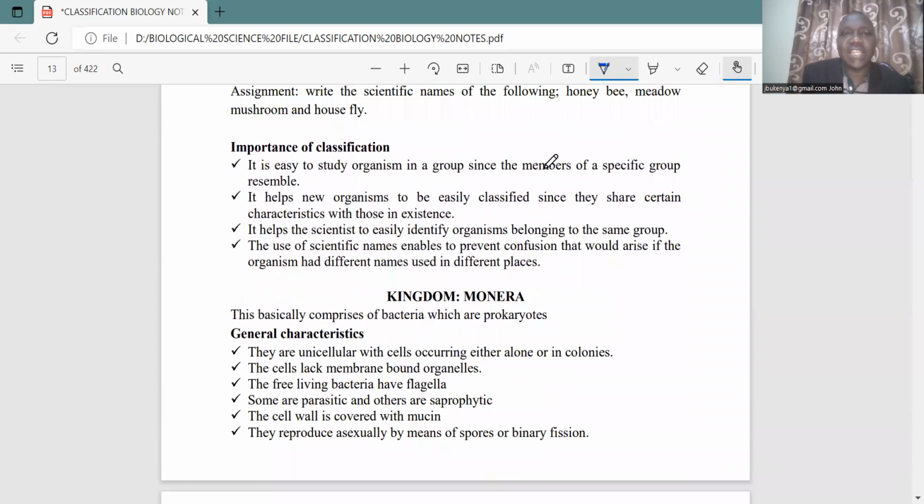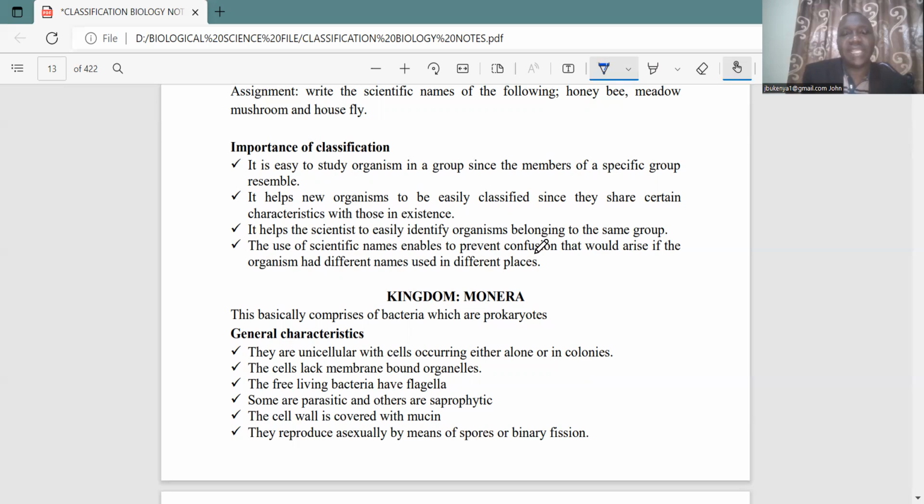Why do we classify organisms? It is easy to study organisms in a group since the members of a specific group resemble. Classification helps new organisms to be easily classified since they share certain characteristics with those already in existence. For easy identification, because organisms belonging to the same group show a lot of similarities, but also for easy communication and the prevention of confusion that is caused by the common names.